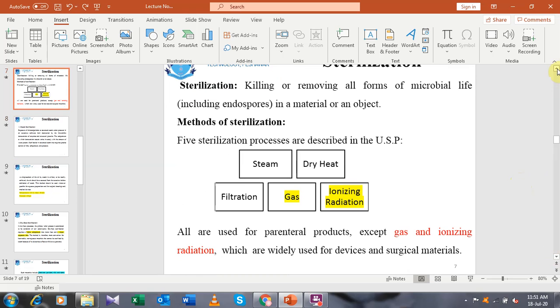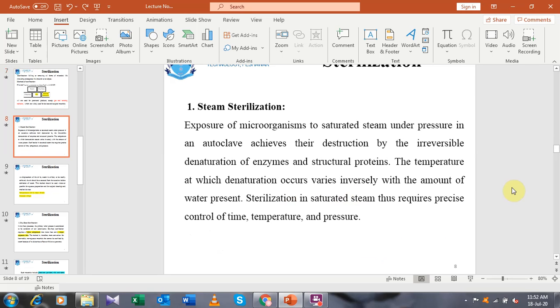for parenteral products, including steam sterilization, dry heat sterilization, and sterilization performed by the filtration method, except for gas and ionizing radiation, which are widely used for devices and surgical material. If there is any other choice of sterilization method, gas sterilization and ionizing radiation are not preferred. After that, I told you about steam sterilization, which we discussed in detail.